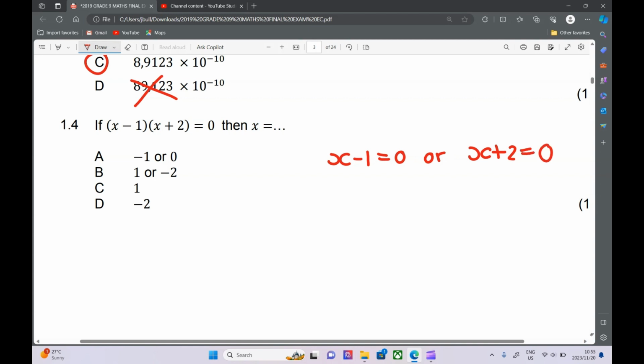So that means either, if we look at this one, if we take the minus 1 across, it becomes positive 1. So either x is 1, or x could be, when we take this positive 2 across, it could be negative 2. And that is going to be our answer. So we have two answers. So x is 1 or x is minus 2.